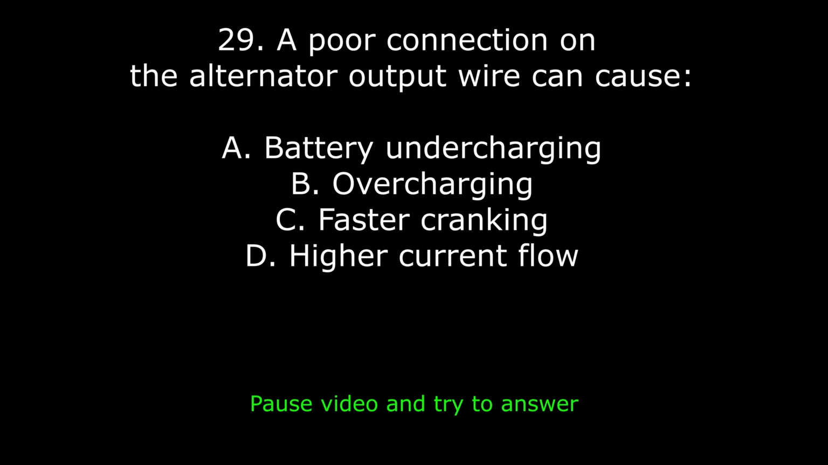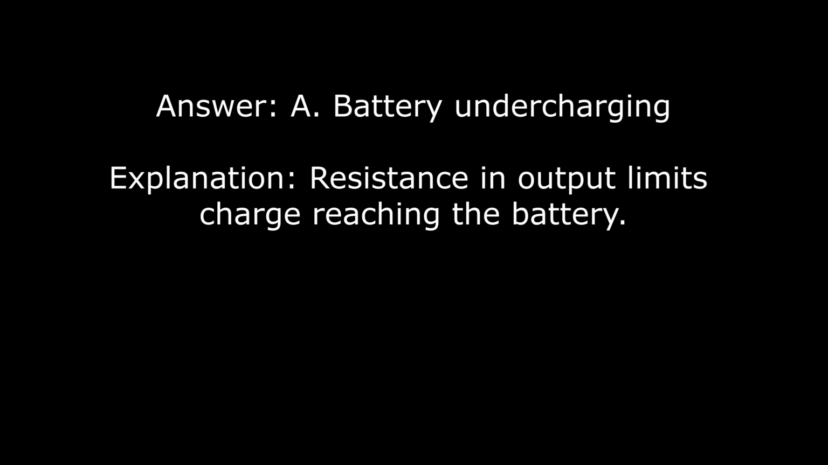29. A poor connection on the alternator output wire can cause: A. Battery undercharging. B. Overcharging. C. Faster cranking. D. Higher current flow. Answer: A. Battery undercharging. Explanation: resistance in output limits charge reaching the battery.